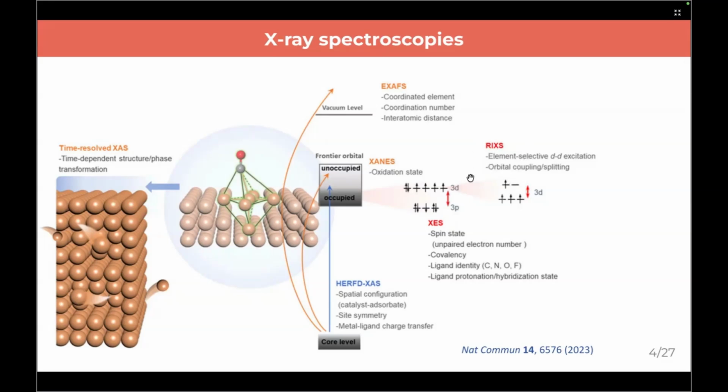And of course, if you go with resonant inelastic X-ray spectroscopy, you can gain more information about element selective dd excitation or orbital coupling and splitting. And of course, this map does not cover all the aspects of X-ray spectroscopies. We also have photon emission and fluorescence and so on. So basically, you have quite a series of tools to detect the very fine electronic structure in the material.